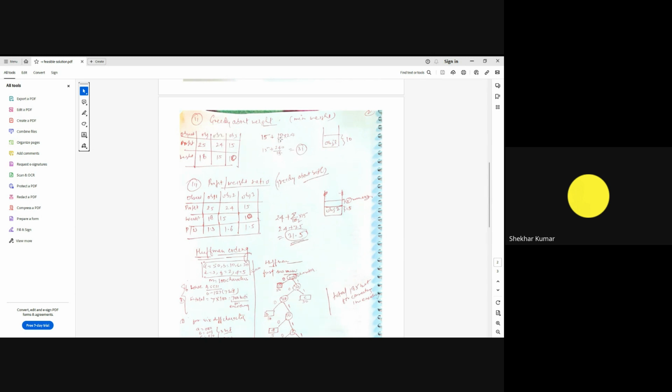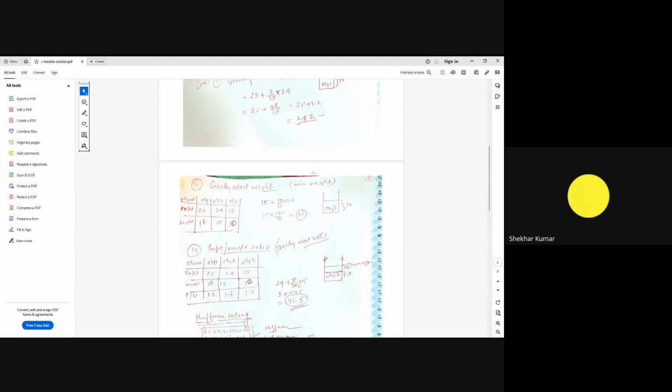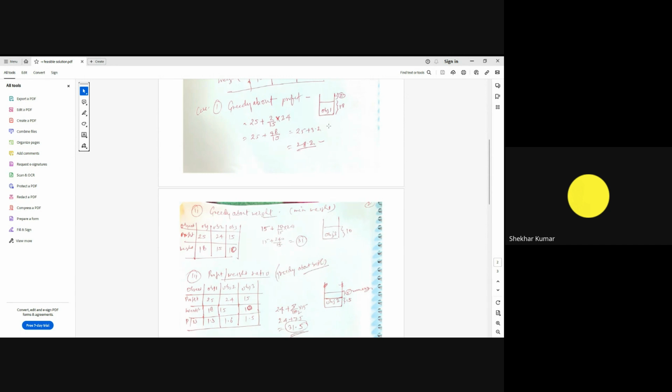The profit will be 10 upon 15, because we can put only 10 more in the knapsack. So 10 divided by 15, that is the fraction, multiplied by 24. That is the profit part. If we calculate this, we find that the maximum profit in this case is 31. In the previous case, when we were greedy about the profit, the maximum profit was 28.2.